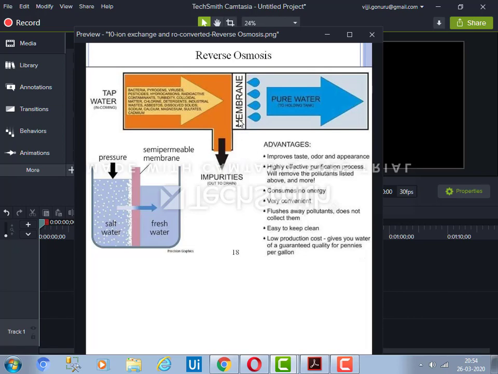Low production cost gives you water of guaranteed quality for pennies per gallon. So the production cost is very low. It is unlike the ion exchange method, which is highly expensive. Whereas the reverse osmosis process is very cheap, and for that reason we use it for domestic purposes. The cost of RO purifiers is around 4,000 to 10,000 or 20,000, so the cost starts from 4,000. So the production cost is very low for the reverse osmosis process.